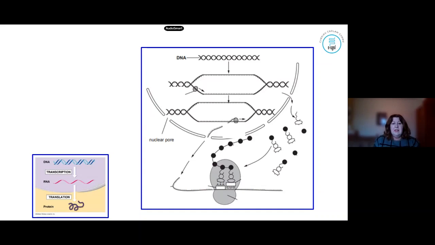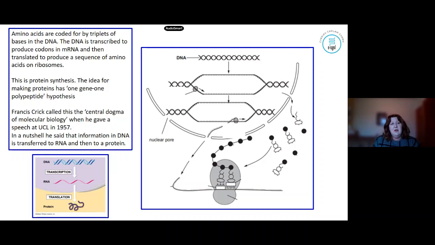So you may be used to seeing diagrams like this, and they basically show protein synthesis, okay? And you can see it's made of two overarching processes, transcription and translation. Now, the idea behind protein synthesis is that we have amino acids that are coded for by triplets of bases in the DNA. And then the DNA is transcribed to produce what are called codons in messenger RNA. And that is then translated out in the cytoplasm to produce a sequence of amino acids on ribosomes. So this is the idea about protein synthesis.